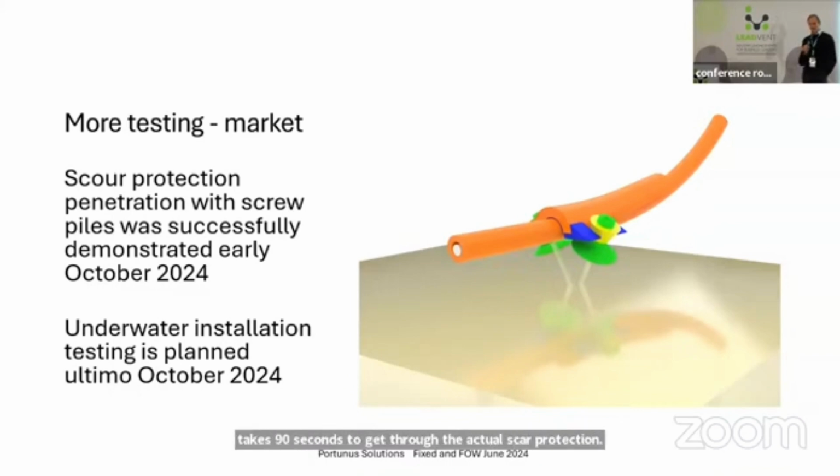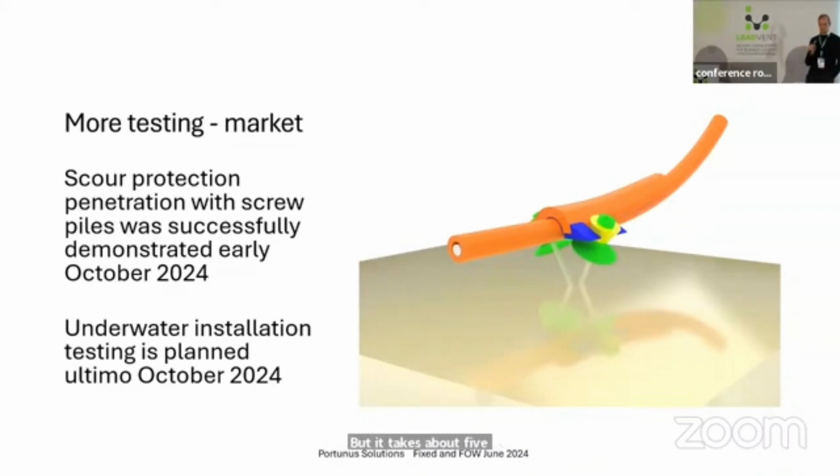So it's quite fast to get through, but it takes about 5 minutes to screw in the entire piling for one pile. So it takes about 12 to 14 minutes to get the two piles installed. Okay, can we find movies on your website? Yes, you can, or you can find them on LinkedIn.